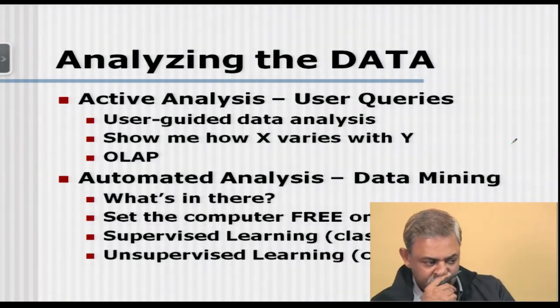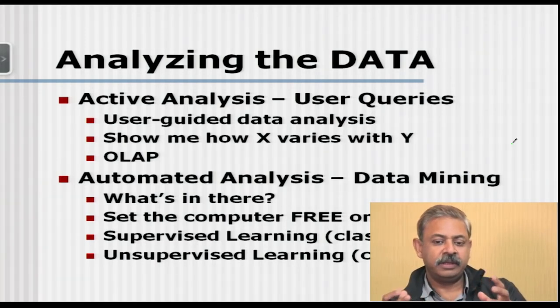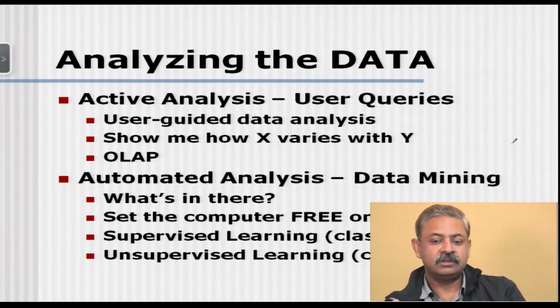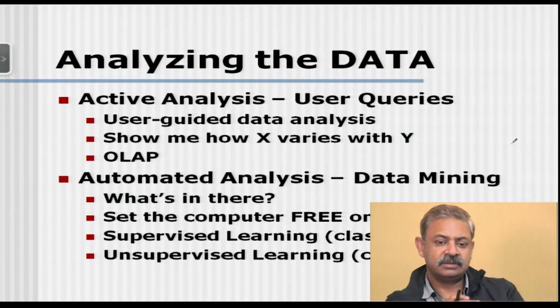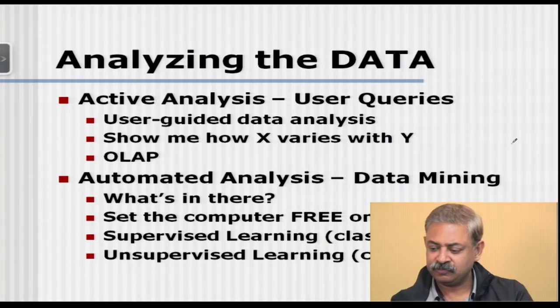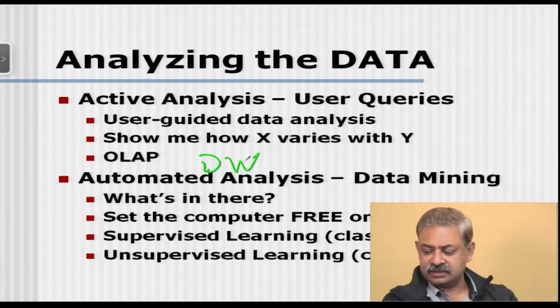What we do is, it is like: show me how X varies with Y. It could be how sales vary with time. Once I show that, you may ask a question like how sales vary with location. So you can do a kind of interactive analysis using active analysis. And the tool that is typically used is called an OLAP, which works on top of a data warehouse.